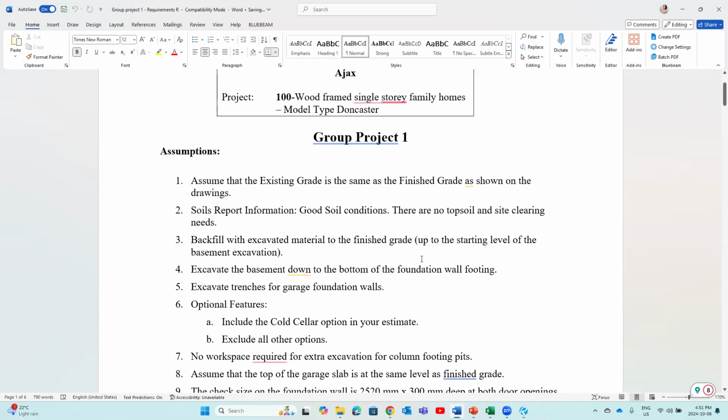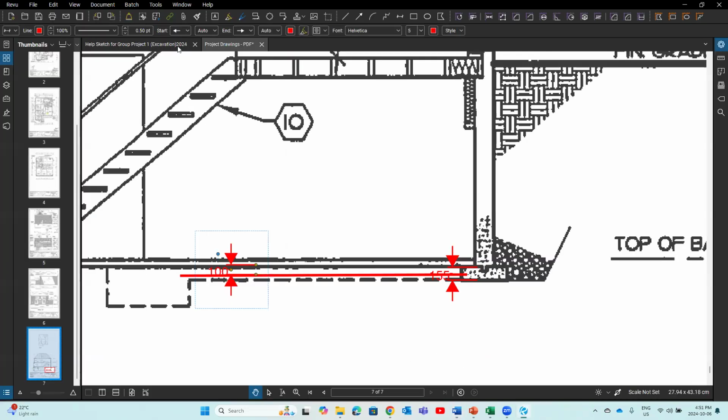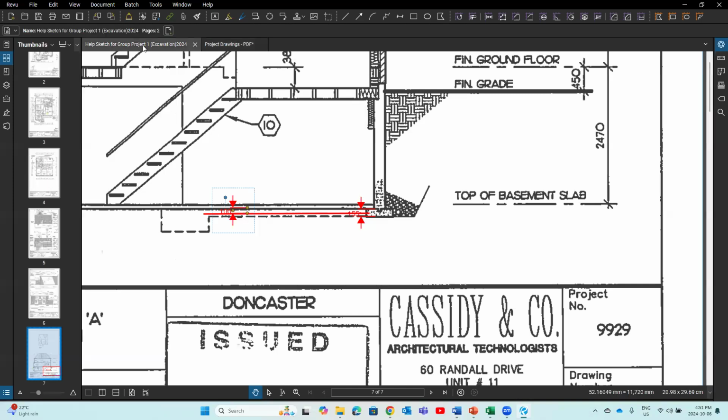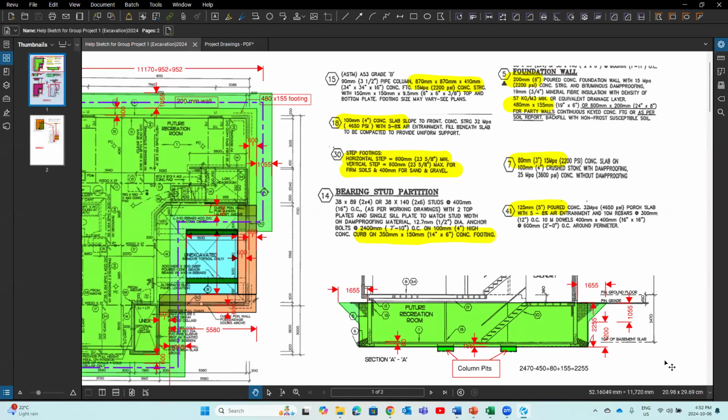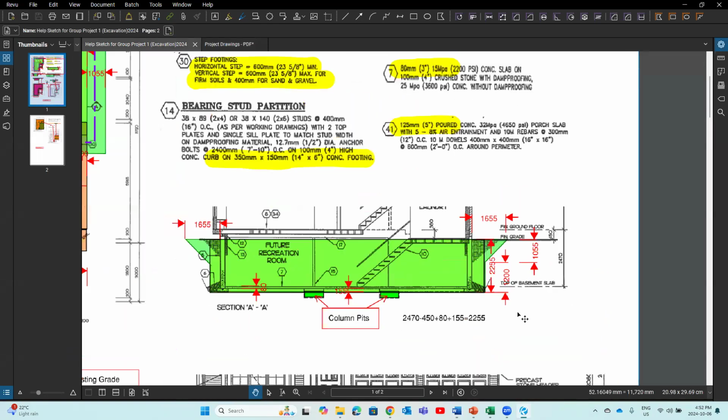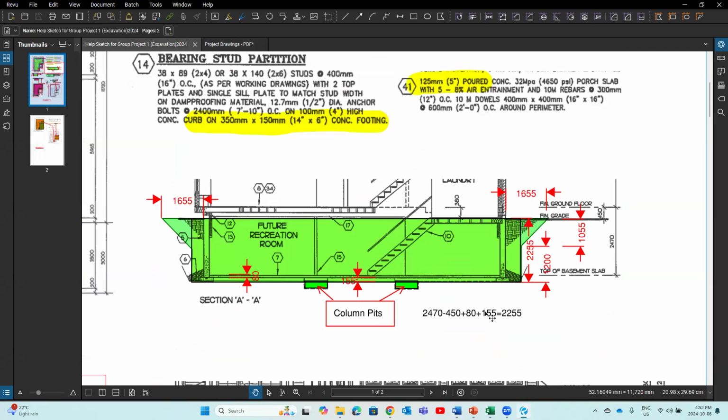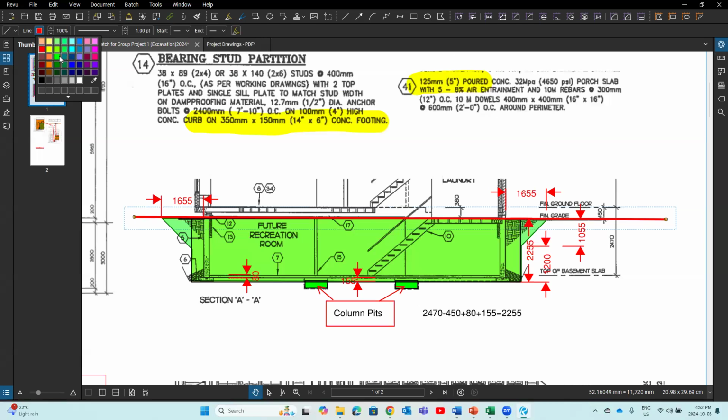After we know all those information, now we are going to start drawing sketches, right? As I said, we are going to first look at the cross section to draw a sketch. So the first line we are going to draw is where the existing grade is, right? We know existing grade is the same as the finished grade. So this is the existing grade. See this line, that's the existing grade. I'll make it a different color, maybe blue, right? That's the existing grade.